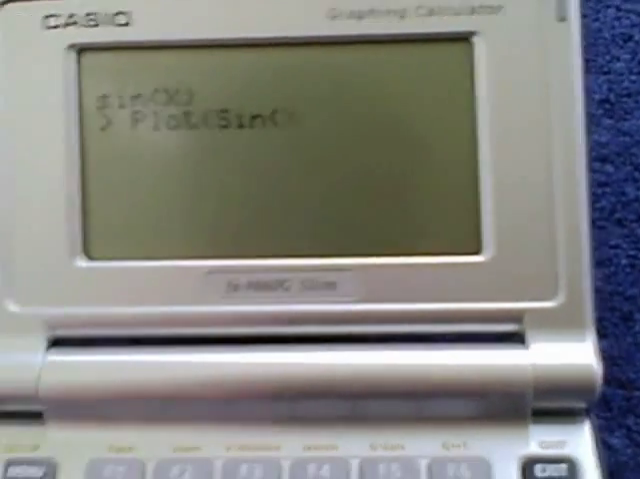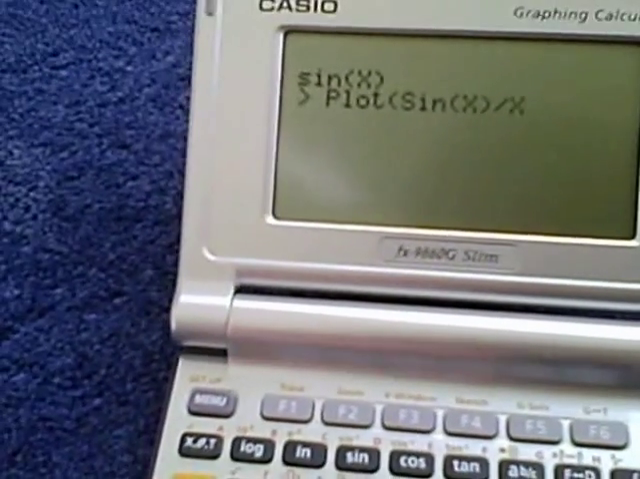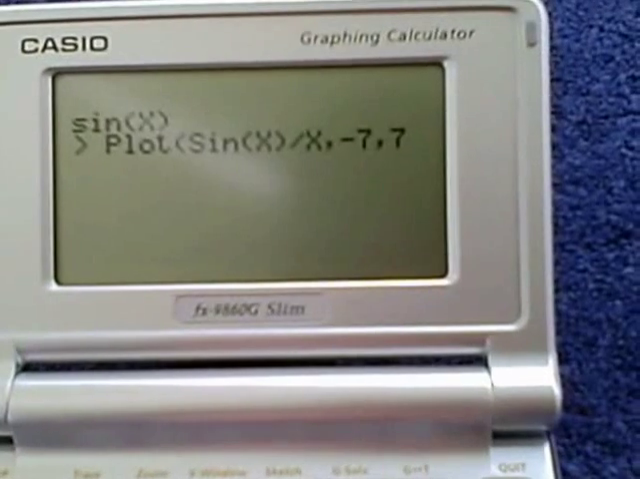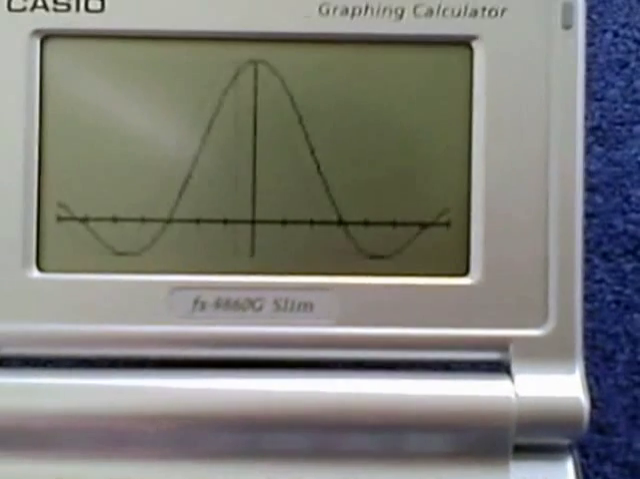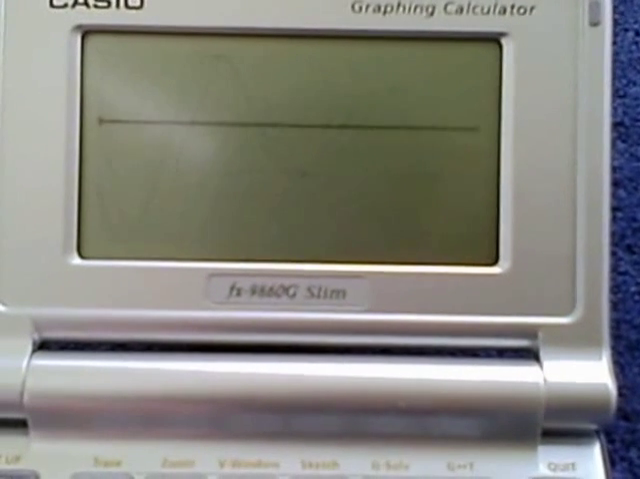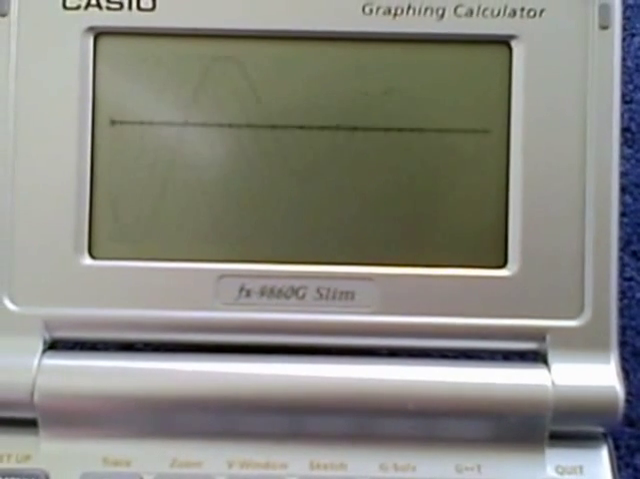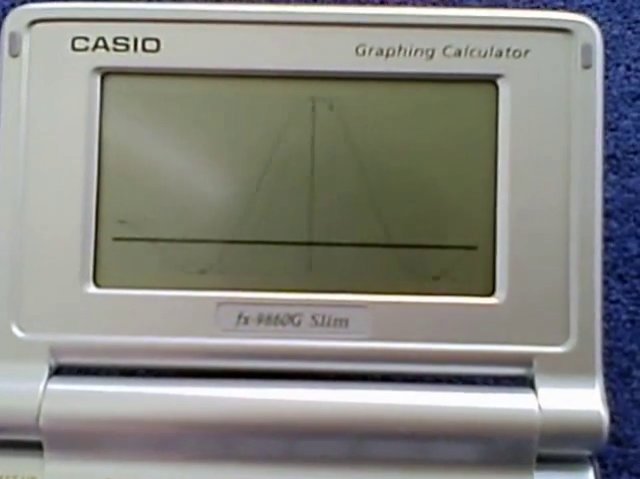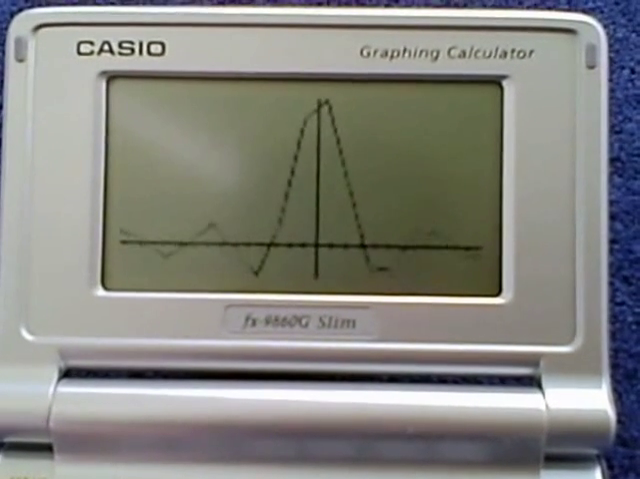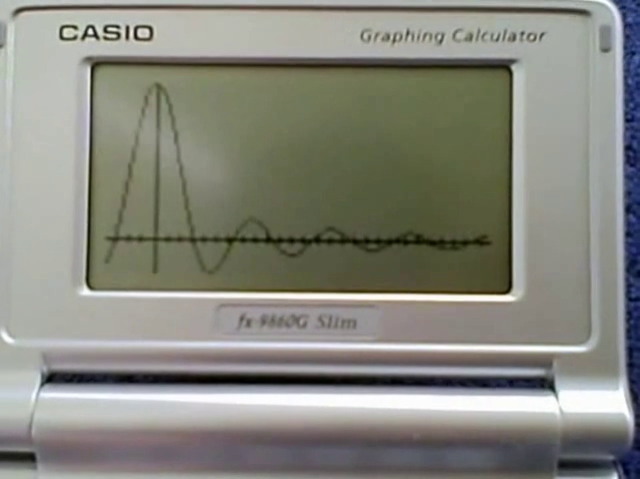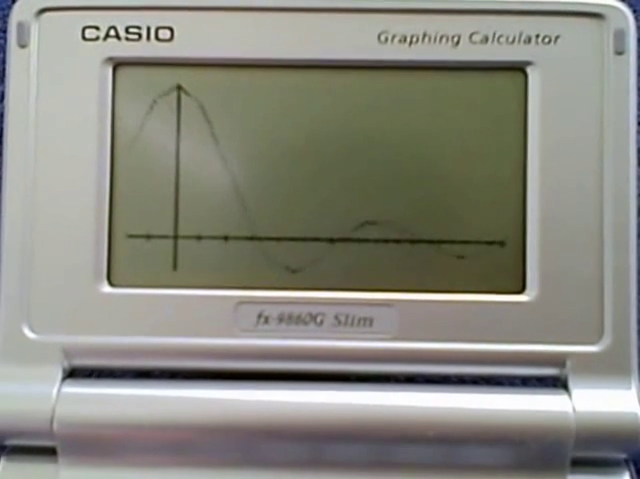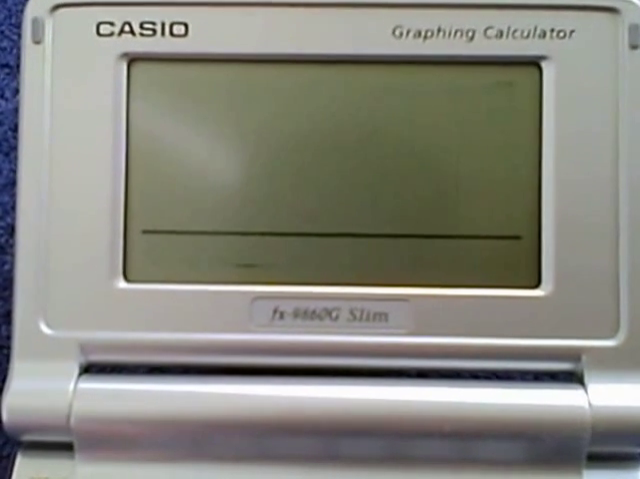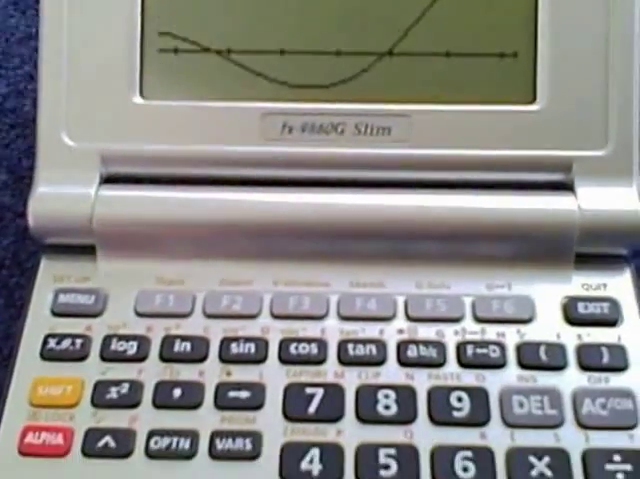Sketch sine x divided by x from -7 to 7. Again, here we are. We can scroll to the right. This time the scaling zooms in, or to the left. We can zoom out, and we can zoom in. These operations are all in real time using the four-way navigator.